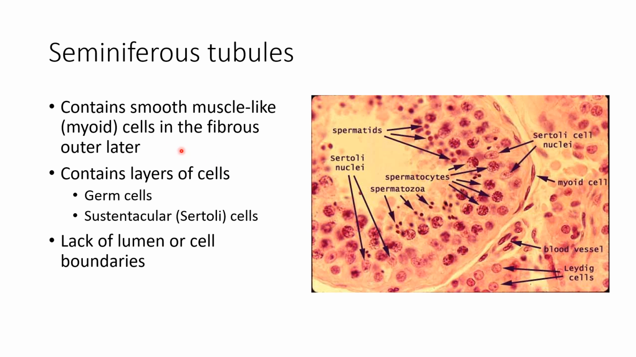It also contains smooth muscle-like cells, which we call the myoid cells. You can appreciate the myoid cells, which usually lie at the basal lamina. Appreciate this circular boundary I'm showing you right now; it is the boundary of this particular tubule, and beside it you're going to have another tubule. At that initial boundary layer of the tubule, you have the myoid cells, just at the basal lamina of the seminiferous tubules.